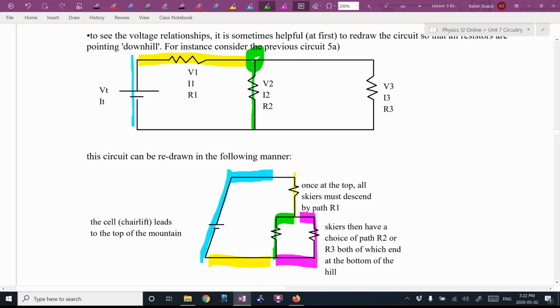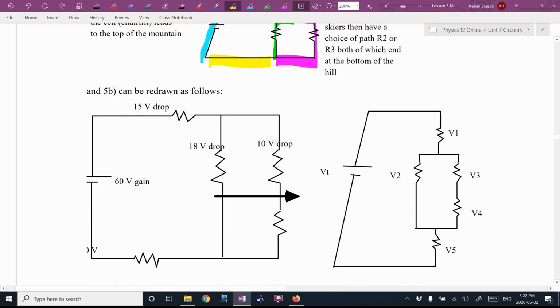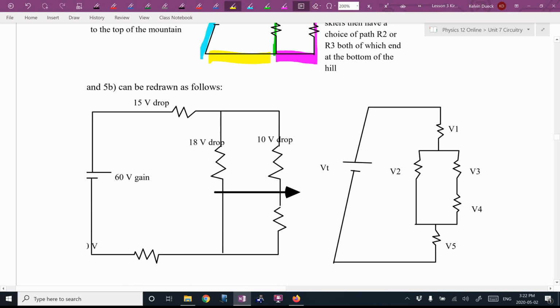So that green matches that, that purple matches that, and that yellow matches that. I'm not a big fan of redrawing stuff if I don't have to, so I'm going to encourage you, use the redrawing method as a last resort. So 5B could be redrawn like this.